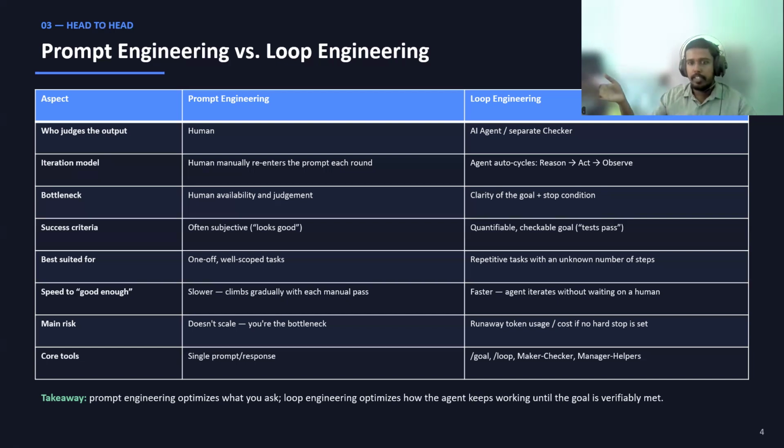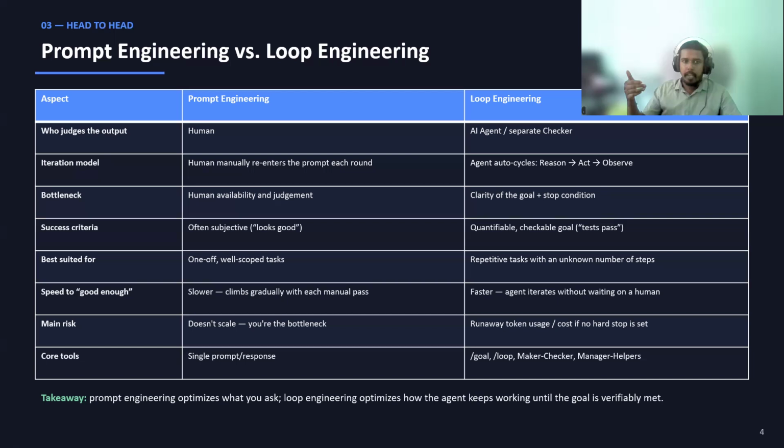But when it comes to loop engineering, as its name suggests, it is best for repetitive tasks where we do not know the number of steps to reach the final output. And in prompt engineering, the speed is slow because, as humans, the LLM waits for us to make the judgments and reprompt till we get the output. But compared with prompt engineering, loop engineering is faster because an AI agent is always waiting and ready to make the judgments and reprompt.